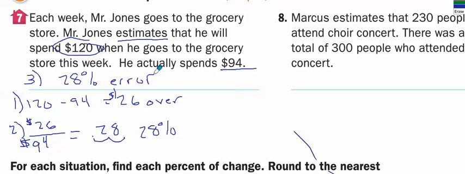And again, the key to this is it's a little different than when we found the percent of change, because we take his overage, or what he was under by, and we compare it to what the actual amount was. So the only thing we use his estimate for was to find out how far he was off. After that, we use the actual value every time.